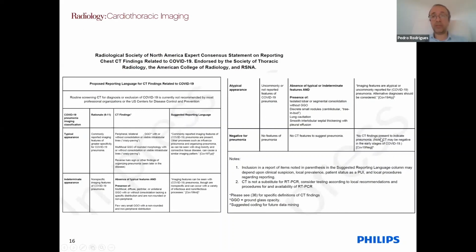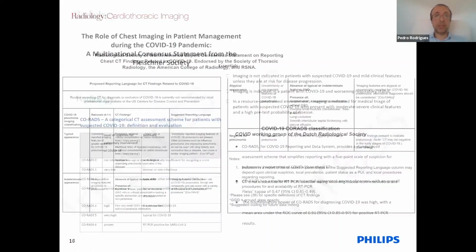And then there are two additional tags. One is where CT findings are clearly not compatible with pneumonia, and the other is an appearance that will be atypical, which might overlap with other diseases, or they are not at all typically reported for COVID-19. So RSNA provides a specific reporting language to include these different schemes. One of the objectives of this keyword is that in the future this reporting can be used for data mining, namely for development of additional software.